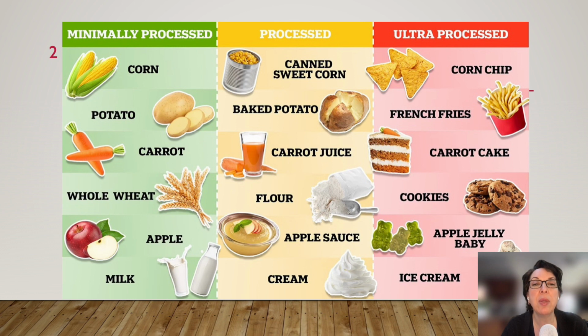And by the time you get to ultra processed foods, the foods that are on the right don't look anywhere near resembling the foods on the left. So you have corn turning into corn chips, you have potatoes turning into French fries, which are not anywhere near the same as a whole potato. The carrot turning into carrot cake, which has a ton of additives and ingredients, and that'll have low nutritional value. The whole wheat and the flour can turn into cookies, all adding sugar and high processing.